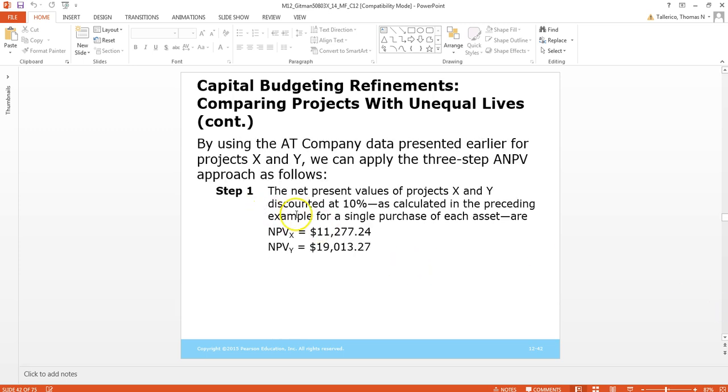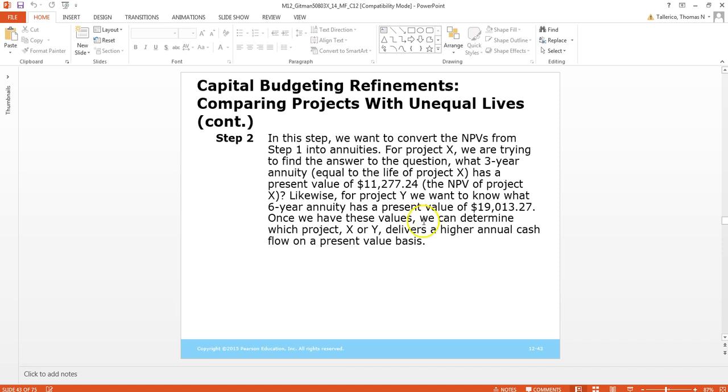So we looked at these before, right? We did step 1 already. Here were the net present values that were calculated for X and Y, and they were discounted at 10%. Now we have to go through step 2. In this step, we want to convert the net present values from step 1 into annuities. Remember, annuities are constant cash flows. Go back to chapter 5 to review that if you haven't.